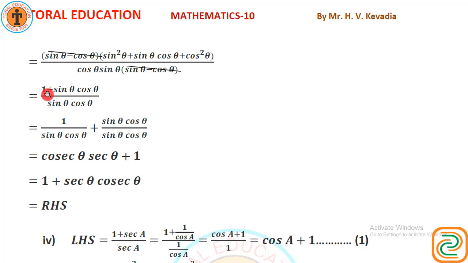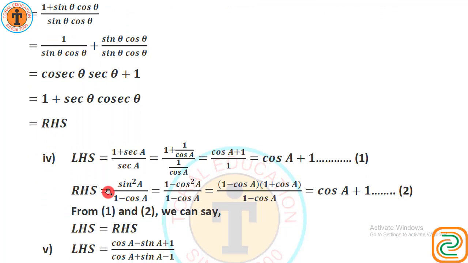What I have done here, 1 upon sin theta cos theta, and sin theta cos theta upon sin theta cos theta. This will be cut off and will be 1, and this will be 1 upon sin means cosec and 1 upon cos means sec. So cosec theta sec theta plus 1. So we have to prove 1 plus sec theta into cosec theta equals RHS, right hand side. Now question number 4.